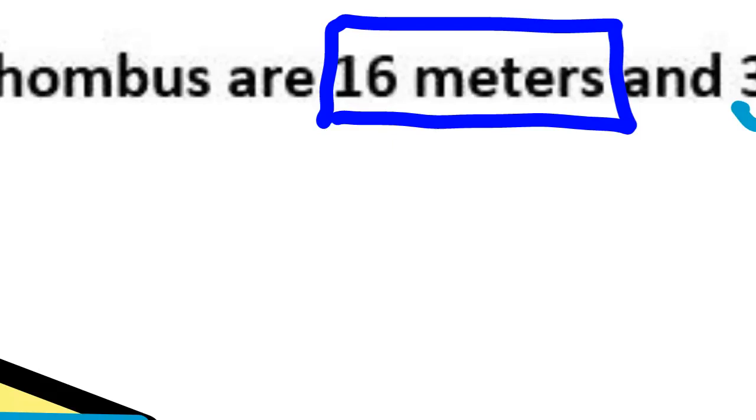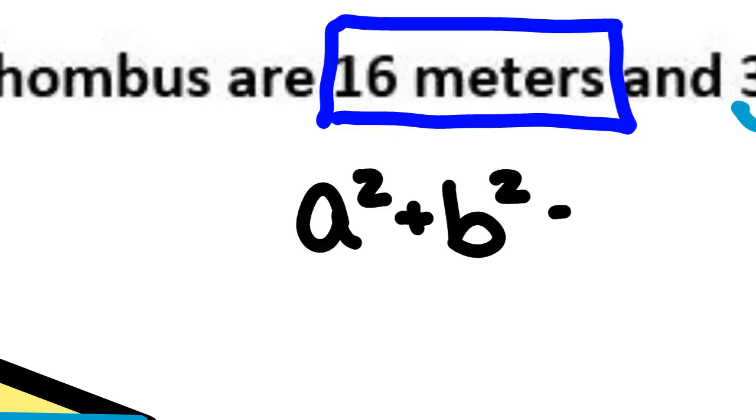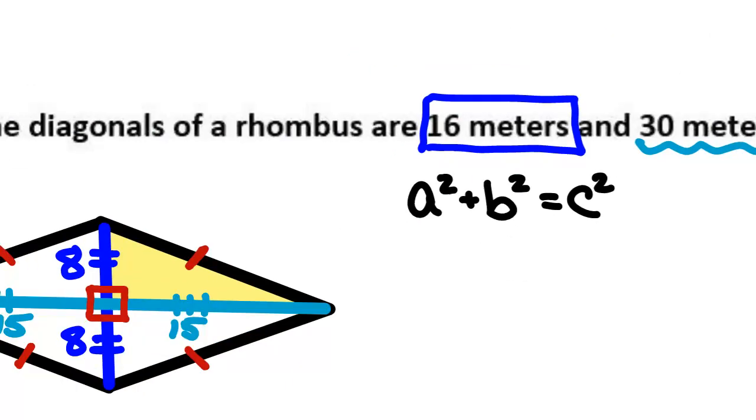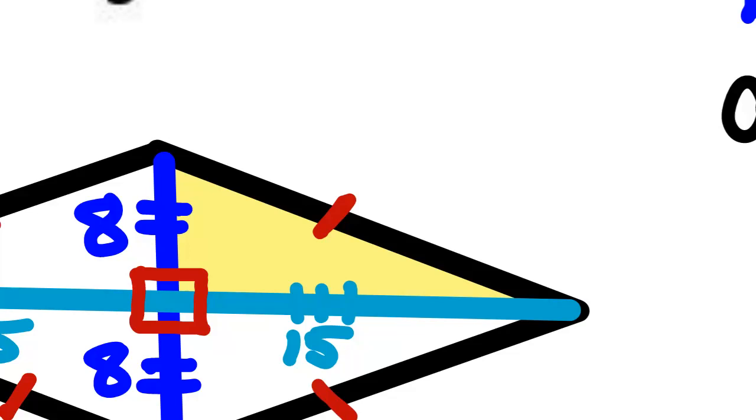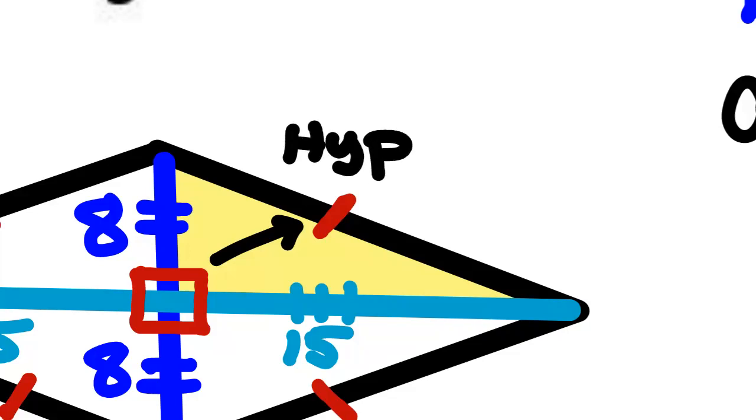Yes, we can use the Pythagorean theorem. A squared plus b squared equals c squared. When I'm looking for the side of the rhombus, would that go in for A, B, or C? C. It's across from the right angle. So the piece that we're looking for is the hypotenuse.